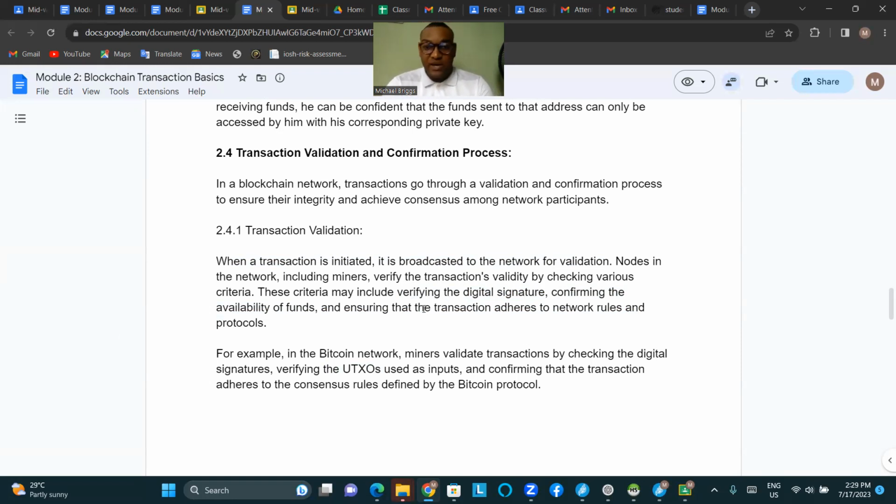For example, we're talking about network rules. You have to pay a fee. Do you have enough funds in that wallet to pay the network fee or the gas fee? These are the things that are checked. If you don't have enough to pay the fee and you send it across, it's going to fail. The transaction will not be validated.